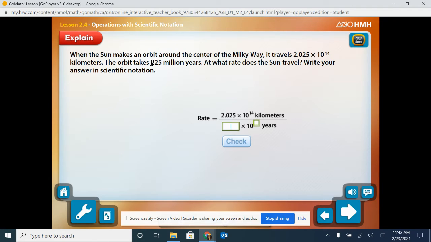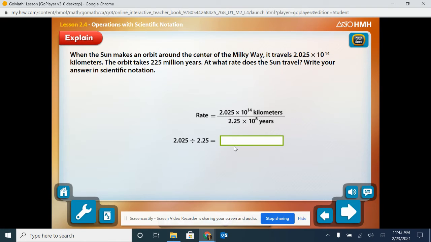So the other number was 225 million years. So after the 225, it's going to have 6 more zeros because it's million. But the coefficient will be 2.25, and then it was already 6 zeros, but there's 2 more after the decimal. There's a 2 and the 5, so it's going to be 6, 7, 8, power of 8, okay? Excellent. 225 million is equal to 2 and 25 hundredths times 10 to the 8th power.